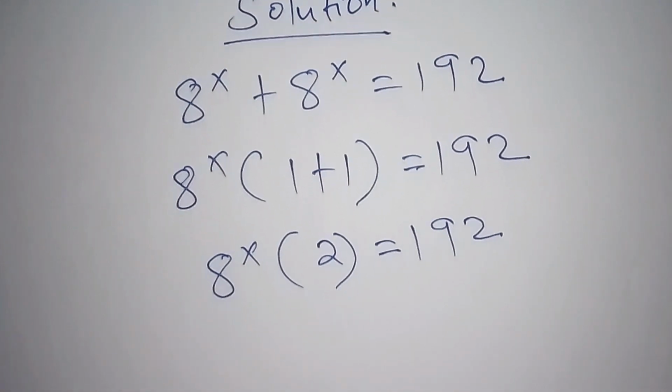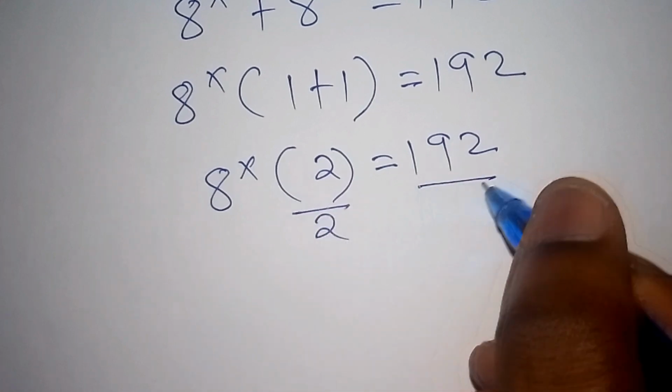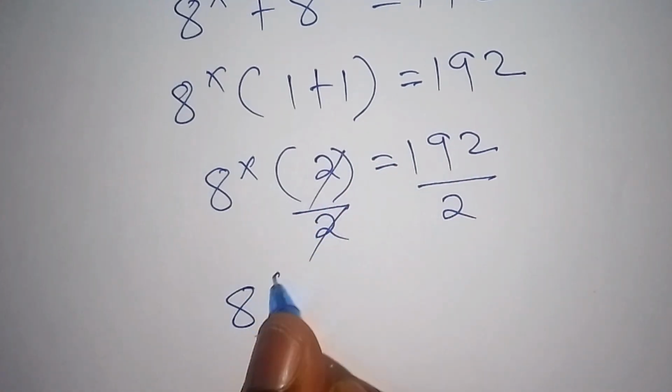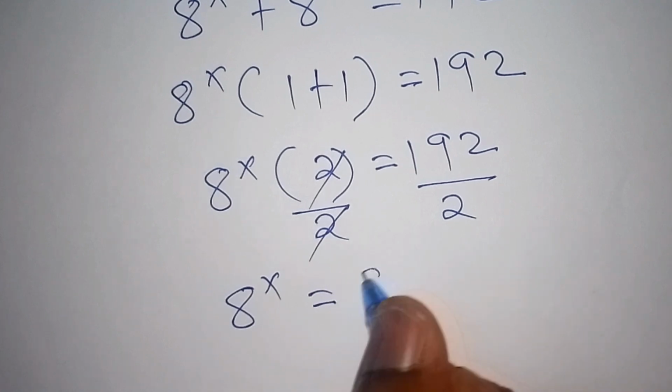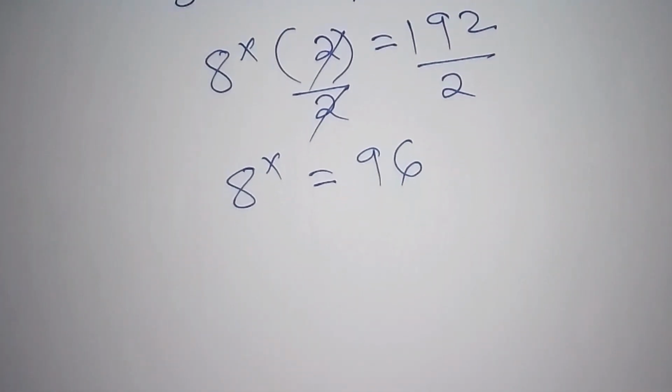Now from there, we want to remain with 8 to the power of x, so we shall divide both sides by 2. Here by 2, here by 2, so 2 and 2 shall cancel. Now 8 to the power of x is equal to 96. Because we cannot change 96 to the base of 8, which is impossible, we shall now have to introduce logarithms.